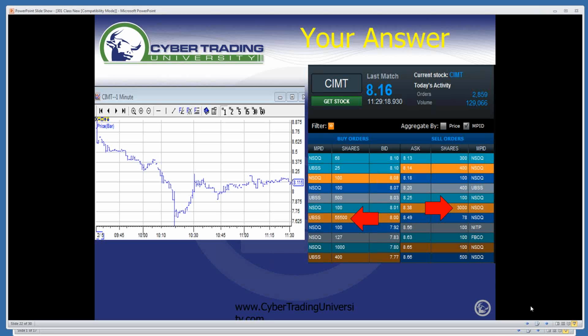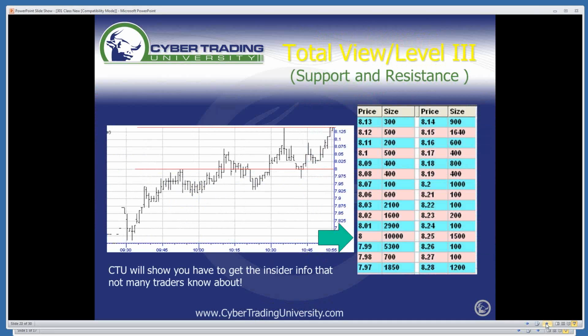Let's get my pointer out here. Okay. Here's another example of a big block order. It's actually one of my favorites, this slide right here. There is your resistance. There's your support. You can see you have some resistance levels here. Red, there we go. So there's your resistance. Once you break through a resistance, that resistance becomes support.